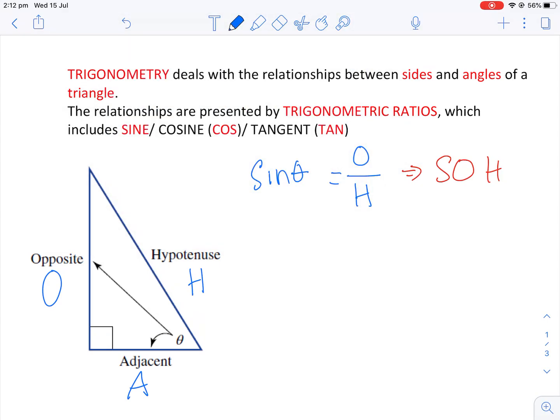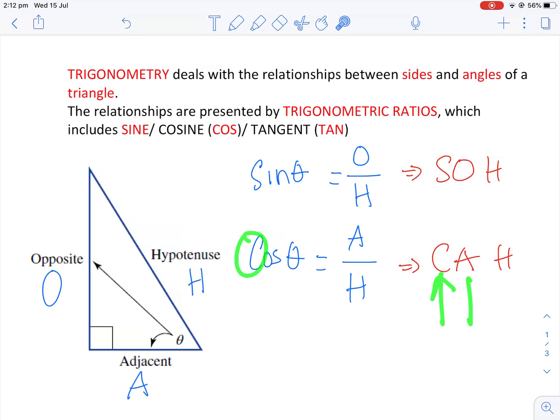Next one is cos. Cos of the angle that you are working with, which is theta, equals adjacent divided by hypotenuse. The abbreviation for this one is CA, which is C for cos, A for adjacent, H for hypotenuse. So when I write CA, it means you read it out loud as cos of theta equals adjacent divided by hypotenuse.